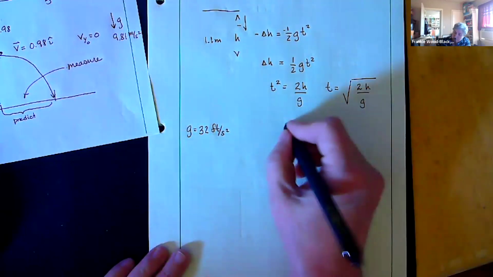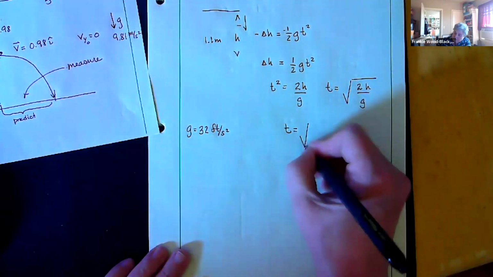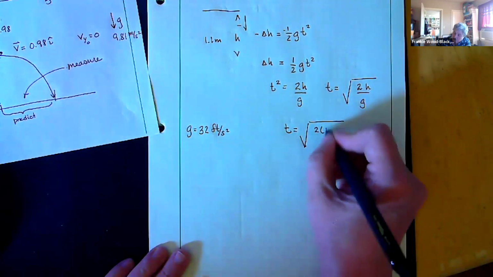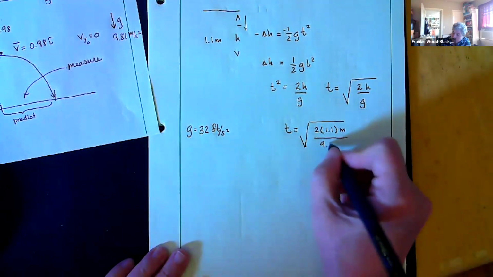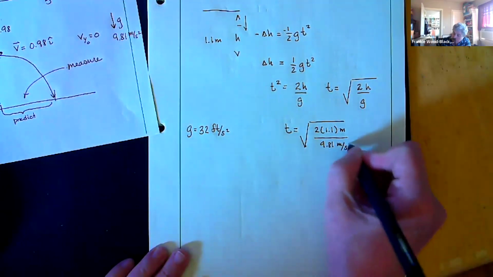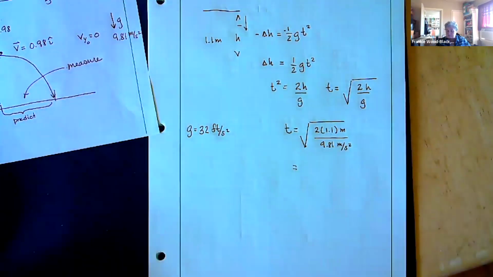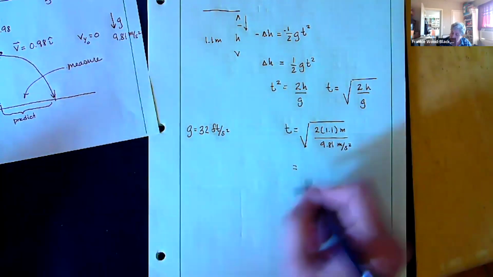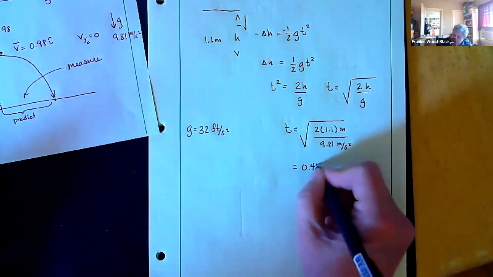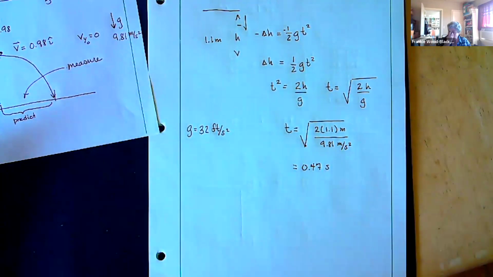So I'm going to do this. I'm going to measure time. Time is equal to the square root of 2 times 1.1 meters divided by 9.81 meters per second squared. I'm going to calculate that time. I'm going to take the square root. And my time is 0.47 seconds.